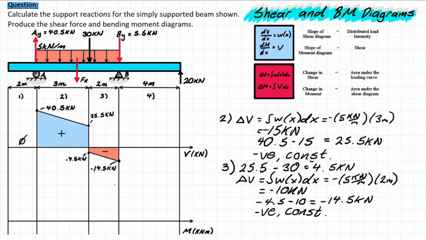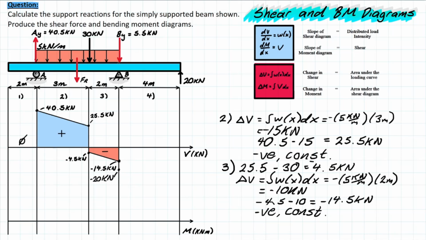All right, now that's plugged in. The last segment is going to be started off with a jump in the downwards direction. So we just need to add 5.5 to the 14.5, obviously both being negative. And when you do that, you're going to be left with a value of 20 kilonewtons negative.